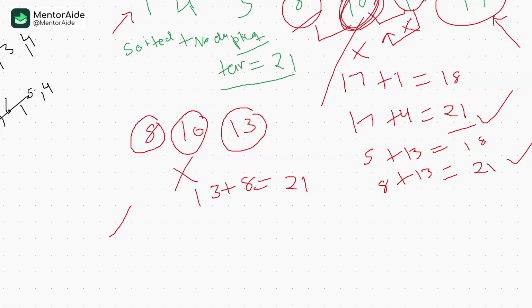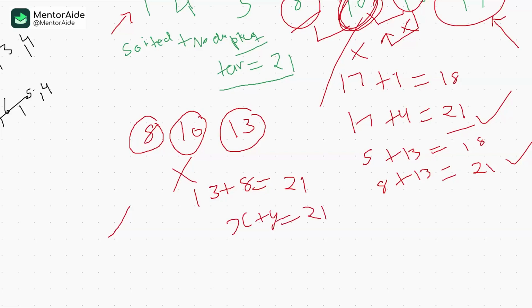Okay, I will tell you now why. See, x plus y is equivalent to 21, but y plus x is also equivalent to 21.